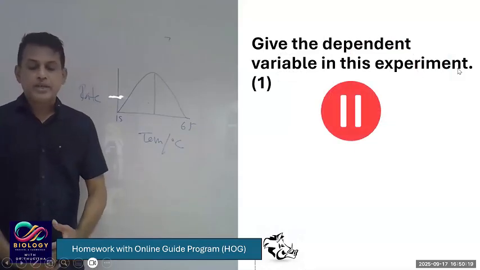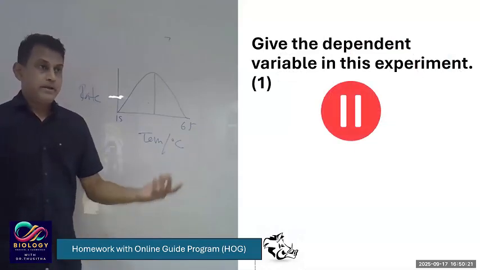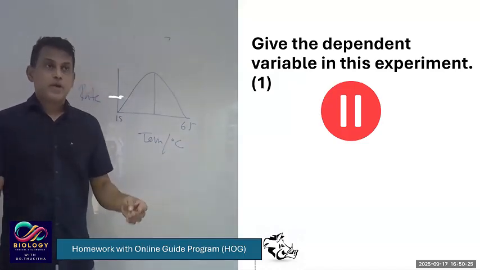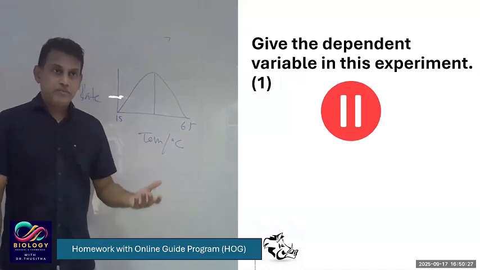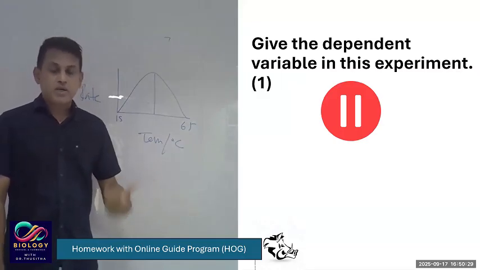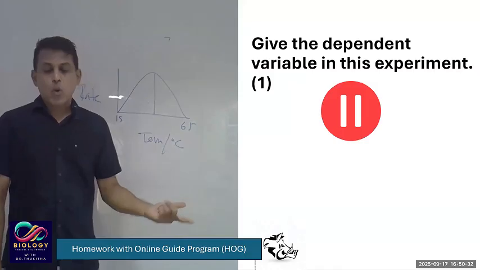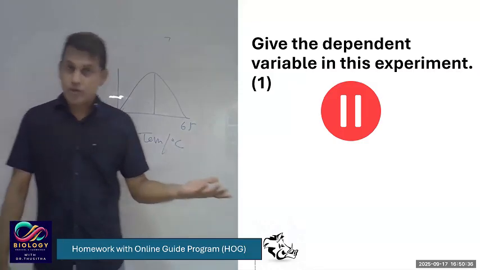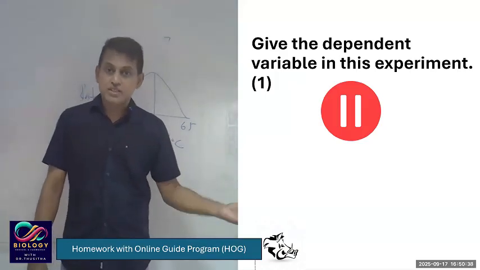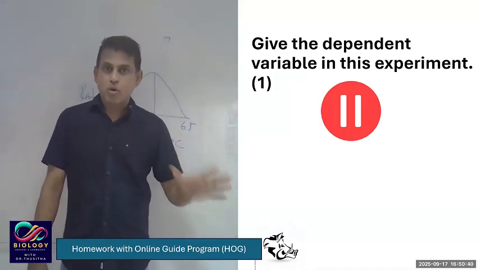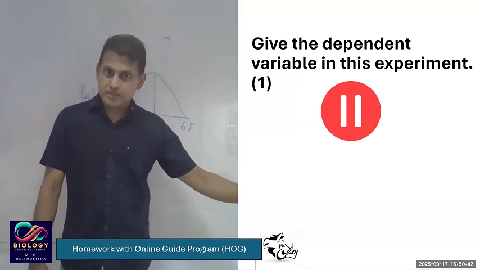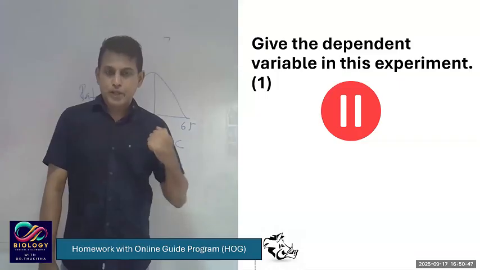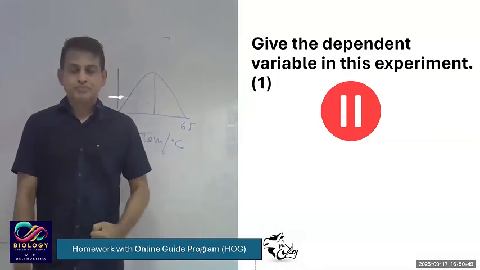Now give the dependent variable in this experiment. We learn a COMB scheme. Under the COMB scheme, you can work out what is the dependent variable, what is the independent variable, and what is the control variable. The dependent variable is what we measure. So now you can write the answer: what we measure in this experiment. You can pause the video and write the answer. Okay, now I am continuing the video.